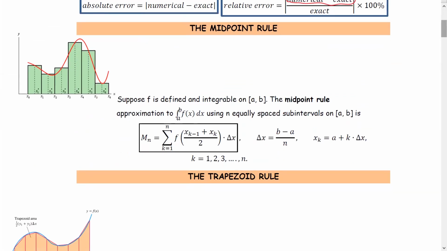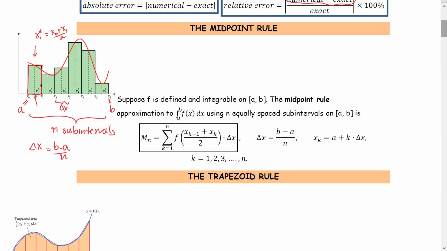For the midpoint rule, suppose f is defined and integrable on the interval [a, b]. a is the left end, b is the right end, and make it n equal subintervals. So the delta x, or the width, is (b minus a) divided by n. And we look at each subinterval, using the midpoint of that subinterval. For example, the first midpoint, we use the notation x1 star, which is (x0 plus x1) divided by 2.